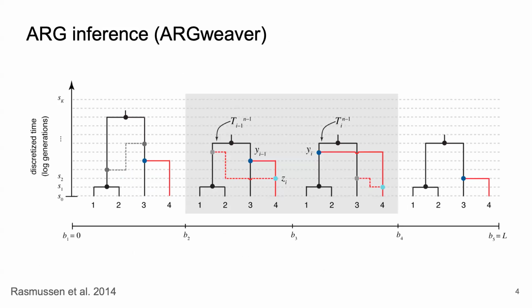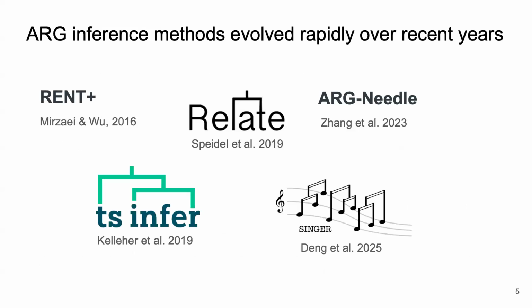The first ARG inference method that works with genomic data is called ARGweaver, and it's a very principled method using the sequentially Markovian coalescent process, which models recombination along the genome and also estimates the coalescence times. That was published in 2014. Then we have seen a lot of ARG inference methods over the past decade since ARGweaver, most notably around 2019, when the papers tsinfer and Relate were published. And later on, we also have more scalable and more accurate ARG inference.